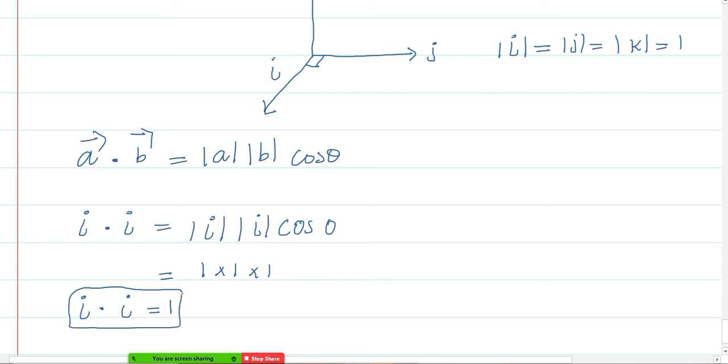Similarly, we can prove for the other vectors. We can prove J vector dot J vector will be 1, and the dot product of K vector dot K vector also will be what? 1.